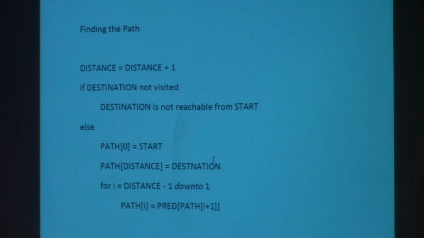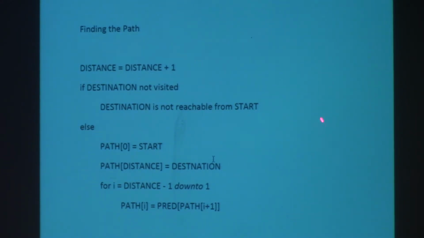Otherwise, I'm going to now create a path. And the path will start at index 0. So path will now be how do you go from A to destination, from start to end. So path 0, the initial spot, will be start. Now I will go to path sub distance. So I will put in the last element, and that will be the destination vertex. And then what I will do is I will go from distance minus 1 down to 1. Fill in, so path 0 is here. Okay, path distance is here.